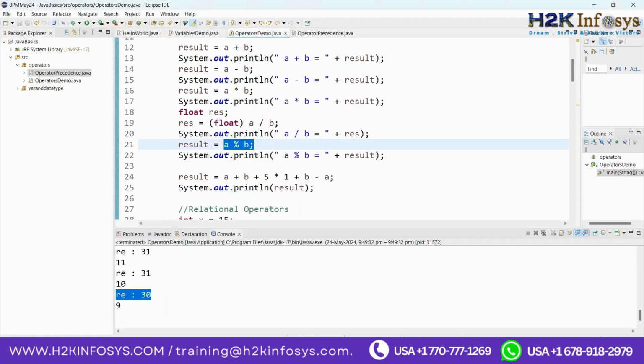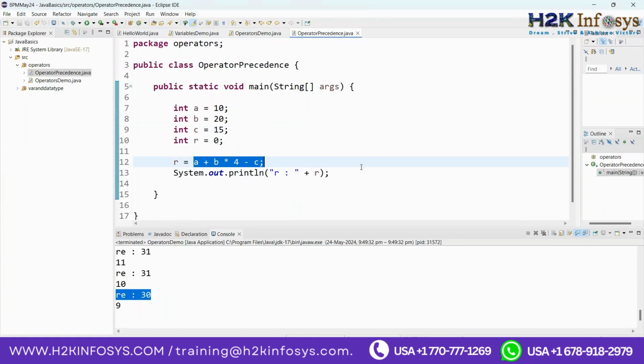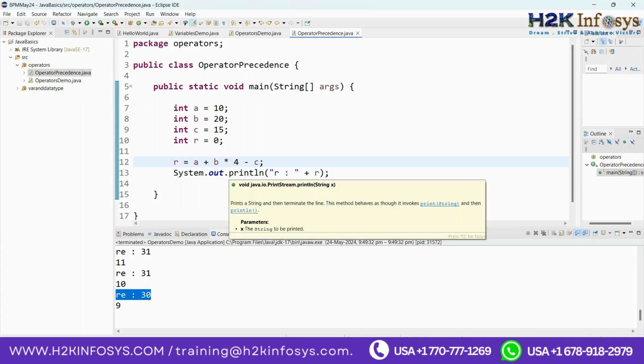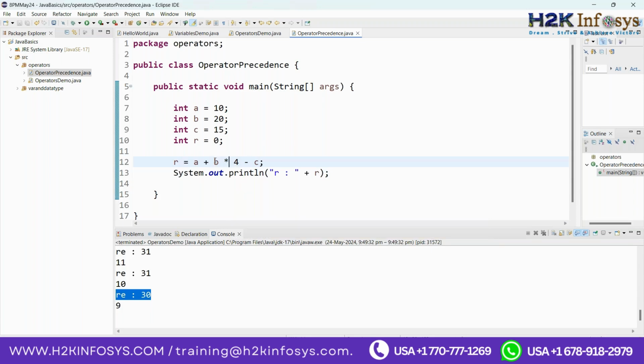Okay, now based on this, here what happens is your a plus b will not be added first, because multiplication is having higher precedence than your addition and subtraction. So b into 4 will be evaluated first. Now tell me, what is the b value? 20. 20 into 4? 80. A value? So 10. a plus 80, minus c.